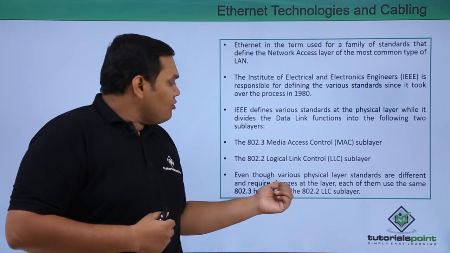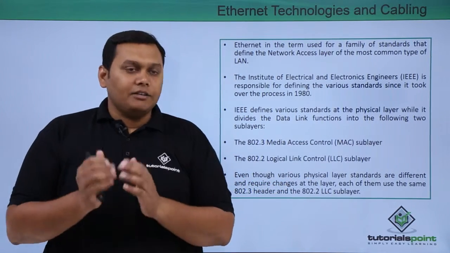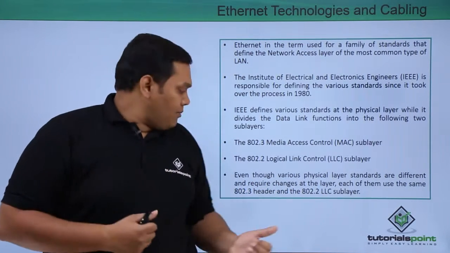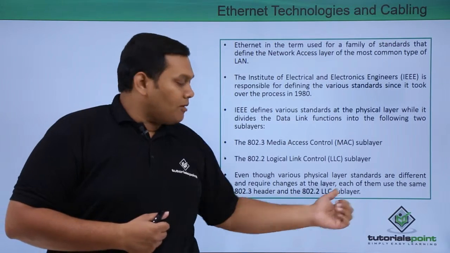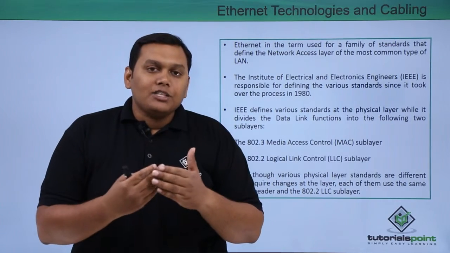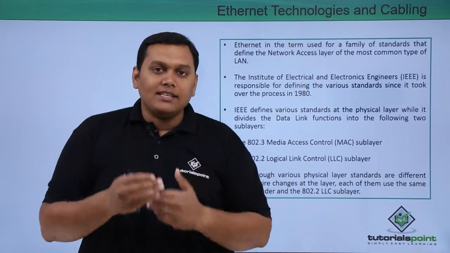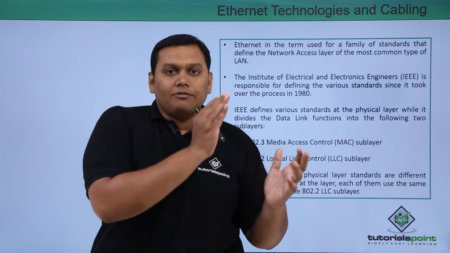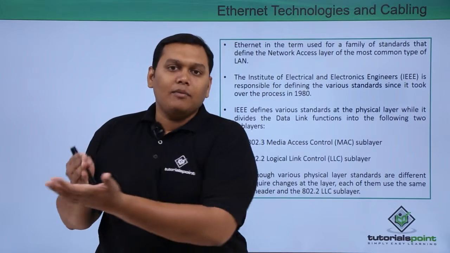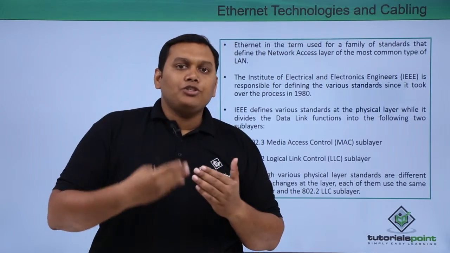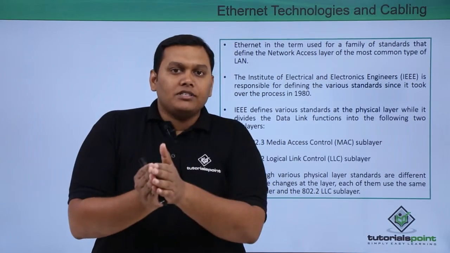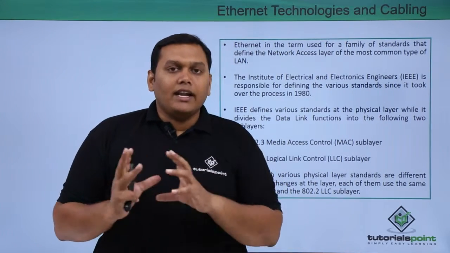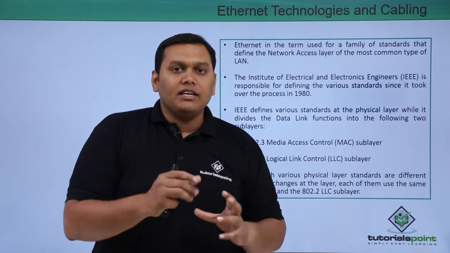Even though the physical layer standards are different, the required changes are made to the layer, and each of them uses the same kind of header and sublayer, so that the data transmission rate is very fast. As I discussed, traditional Ethernet carries 10 Mbps, while the Fast and Gigabit interfaces use much higher speeds, so that they can transfer the data in the same network segment. And the cabling will be discussed in the next videos.